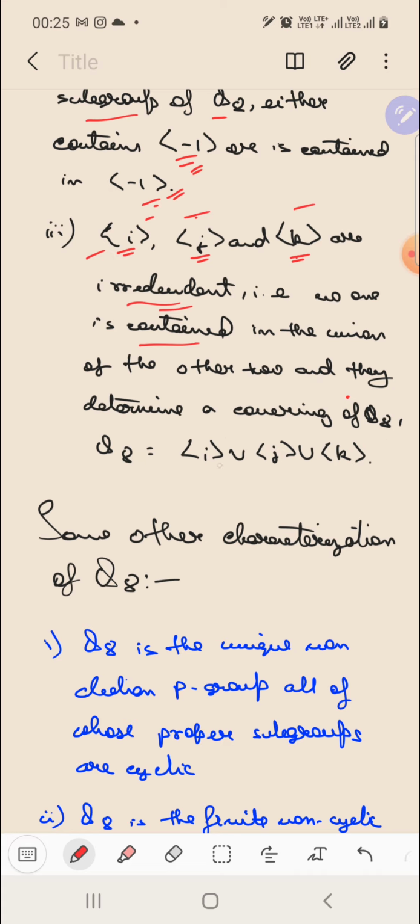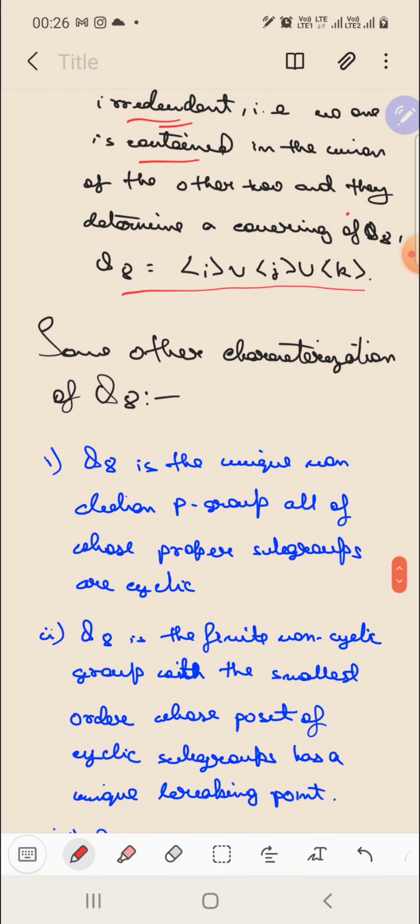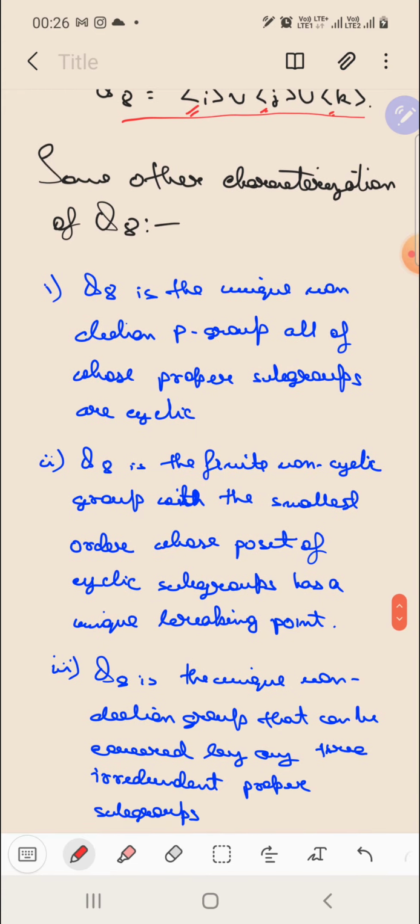What is the covering of Q8? If you have three different subgroups in this manner, then they form a covering on Q8. Their union forms Q8, so they form a covering on Q8. Don't confuse it with a partition. If it had been a partition, then these sets would have been mutually disjoint.